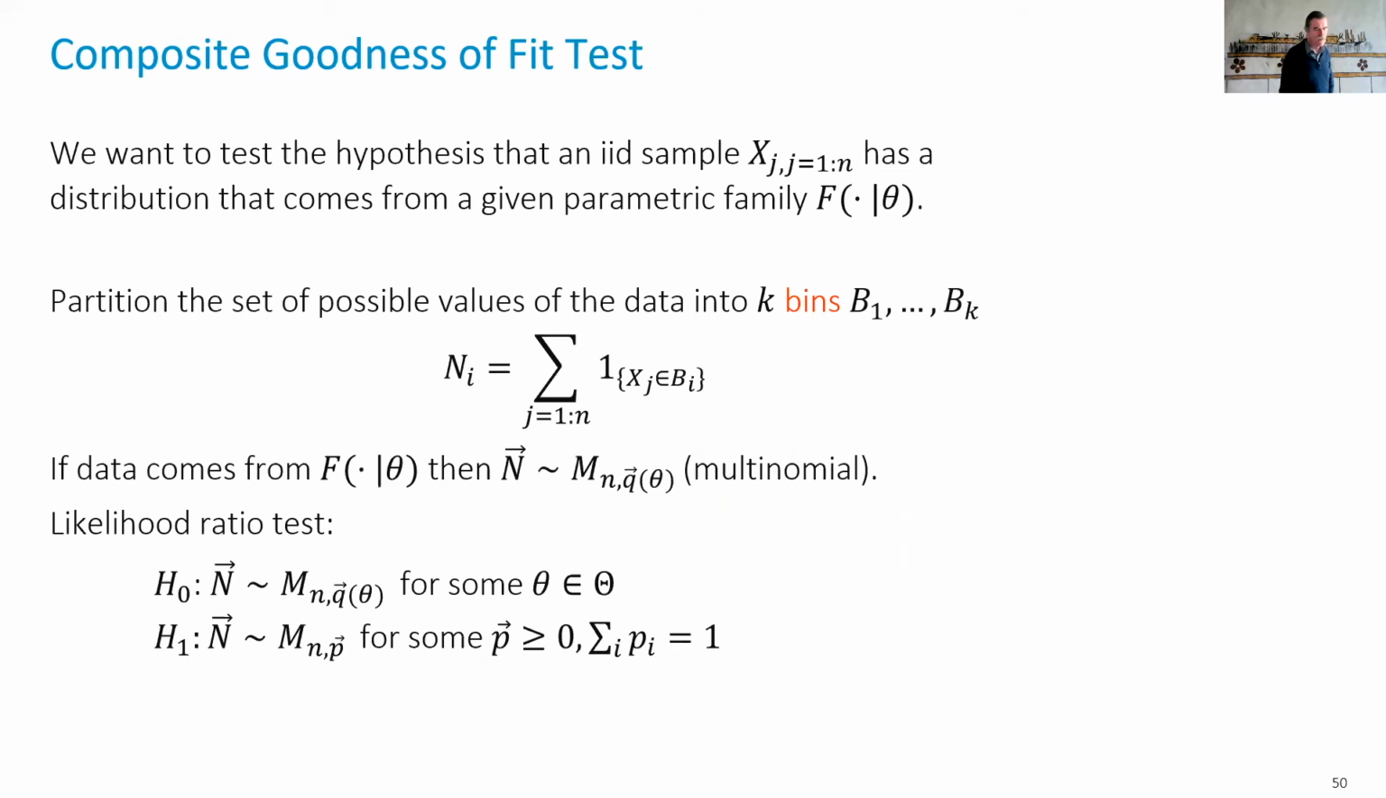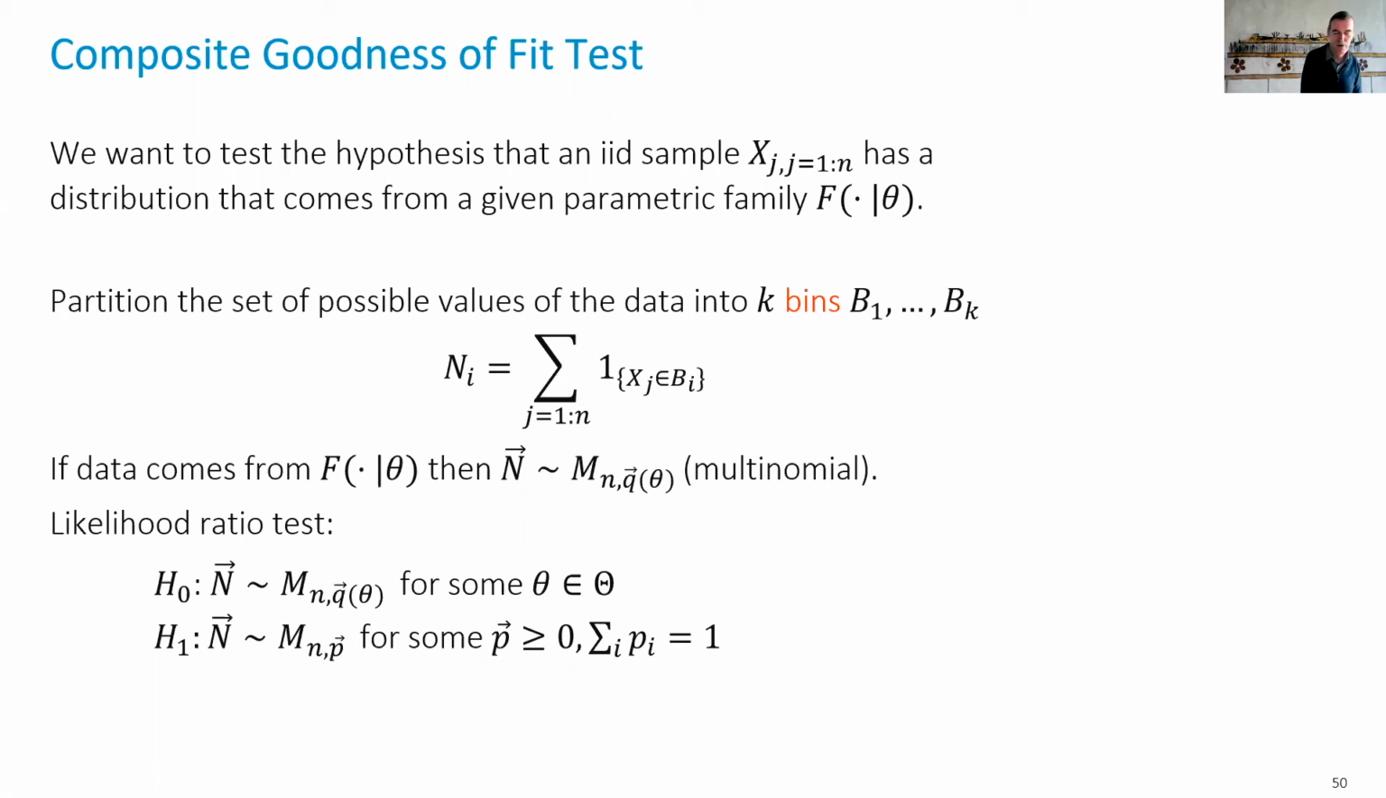Voilà, so we have seen what we call a simple goodness of fit test. Why simple? Because we were testing for one specific distribution. Is the Mendel P distribution that I see coming from the distribution that corresponds to the theory? So it's called simple because the null hypothesis corresponds to only one specific distribution.